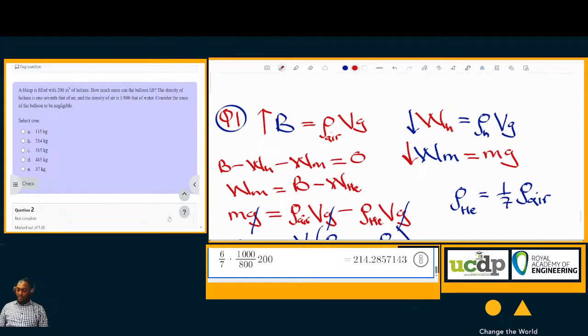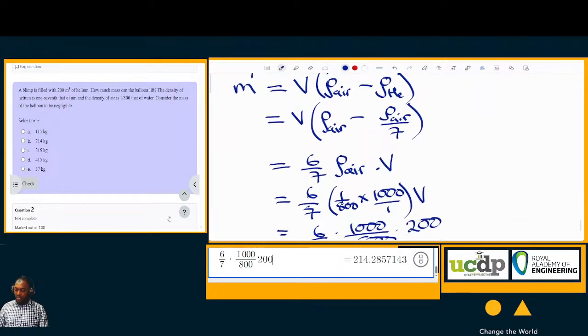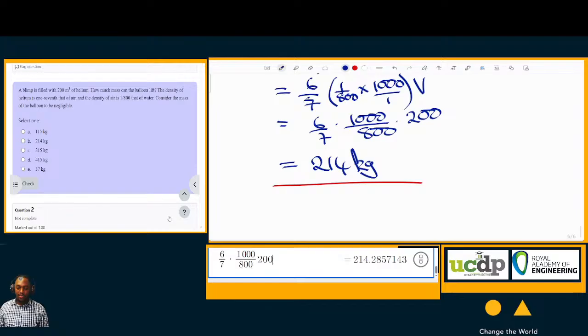So the first thing you did was to identify the forces that are there. First, you've got your buoyancy, expected because of the displaced fluid. Then you've got the weight of the helium, then the weight of the mass that you want to lift. Identifying the directions, you can form an equation, knowing that the weight of the helium and the weight of the mass are going downwards, the buoyancy obviously upwards. Then you just substitute until you get your ideal mass, which would be 214 kilograms. That's a lot.